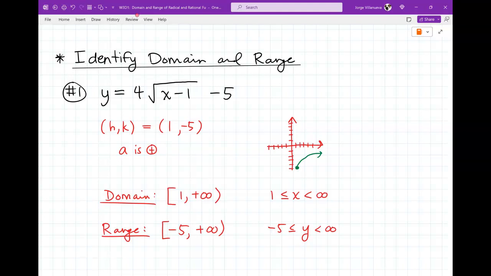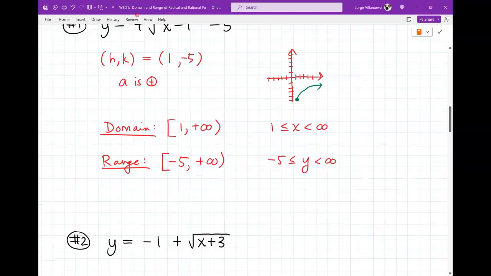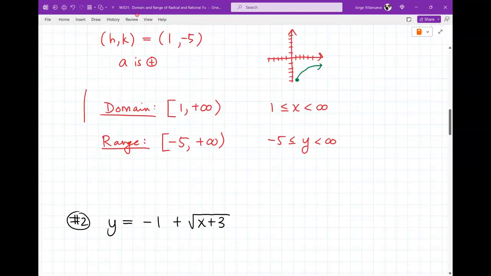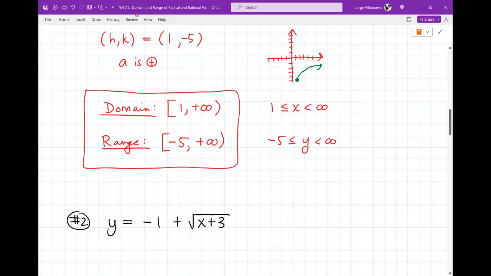Notice you don't really need to do anything with the 4 in the front other than know it's positive. Okay? But I don't have to graph it properly or anything. We're just trying to find domain and range. Just a real quick sketch work. All right? So here's another one. Well, actually, let me put a box around this just so people know this is the answer.